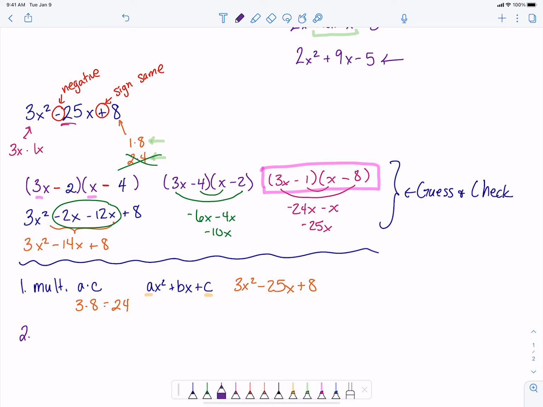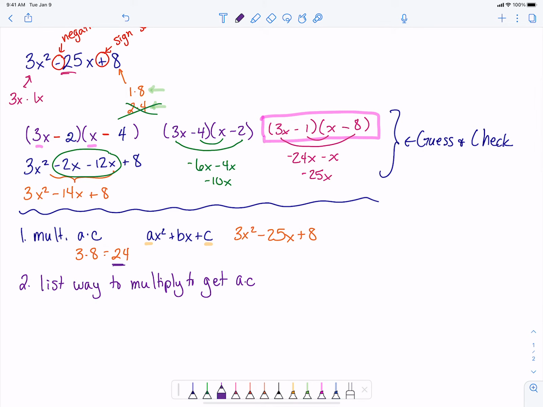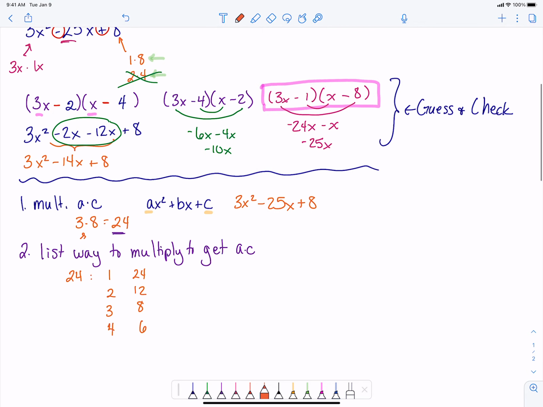Then number 2 is that we're going to list the ways to multiply to get a times c. So we're going to look at this number 24 here and ask, what are our ways to multiply to get 24? Well, we can have 1 and 24, 2 and 12, 3 and 8, which is how we actually originally got that 24, or 4 and 6.